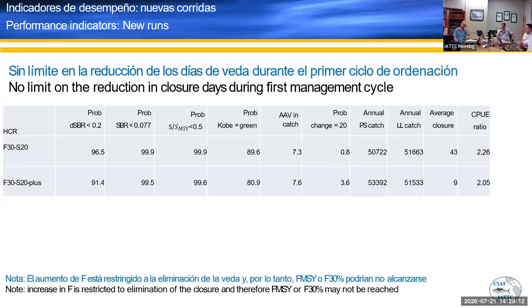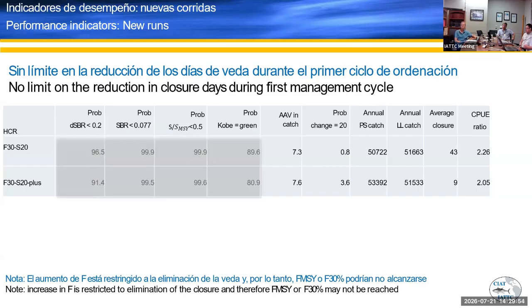So I'm going to go over some concepts in terms of how we came up with our final proposal. And so the first one here is the fact that decreasing the closure, or basically eliminating the closure in the first management cycle, provides us with performance metrics that are very similar to just limiting it to a 10-day reduction. Okay, and so this is the comparison of those.